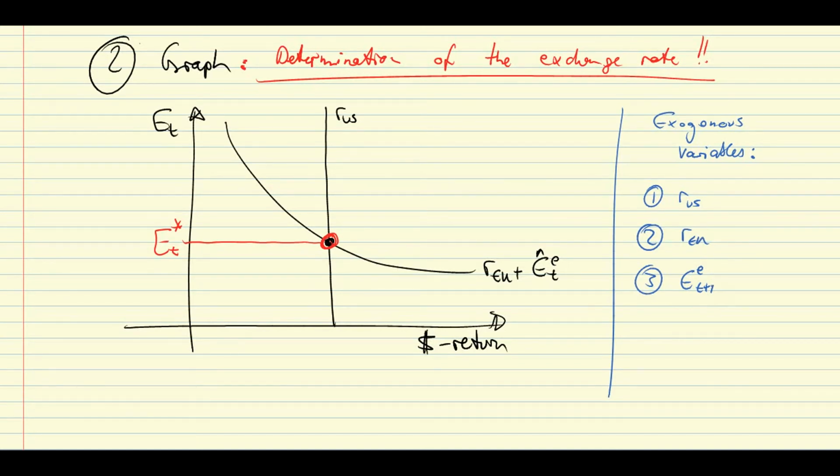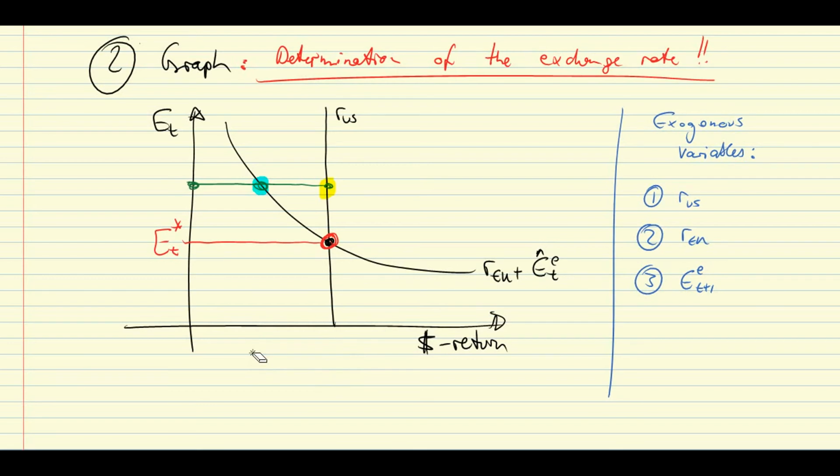Now, in this graph, what would happen if we were in disequilibrium? So let's assume that the exchange rate is actually here. What would happen? Well, the US return is this high, so this is our US return, whereas the euro return is only this high. This is the dollar return on the euro asset.